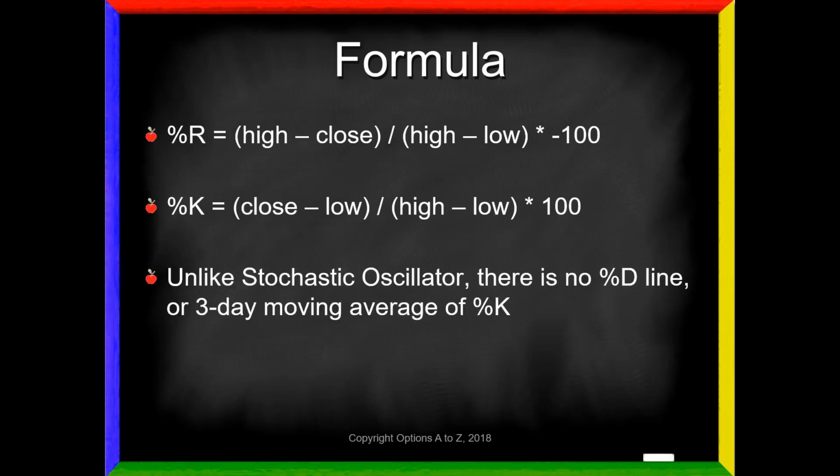Now, unlike the stochastic oscillator, we do not have a %D line or a 3-day moving average of the %K line. So Williams percent R doesn't do that. There's no moving average overlaid with it. It's just simply the %R line. You're just going to see one line on the graph and that's it.